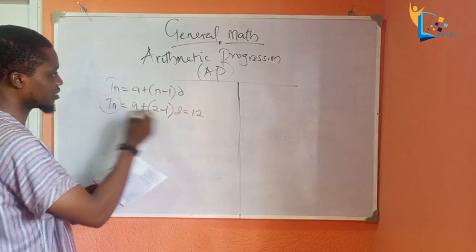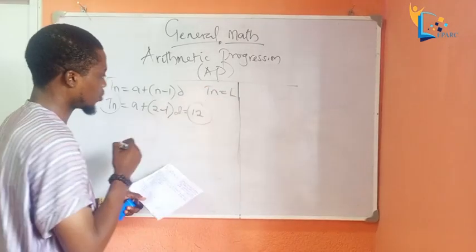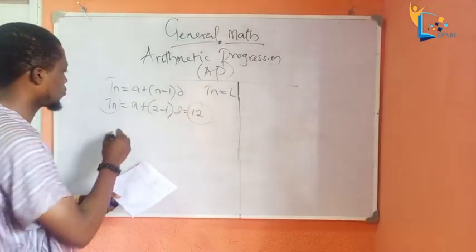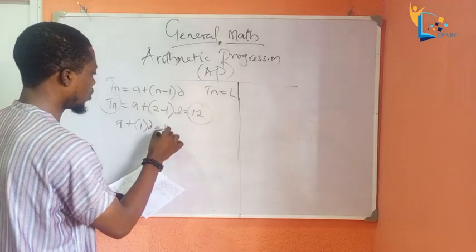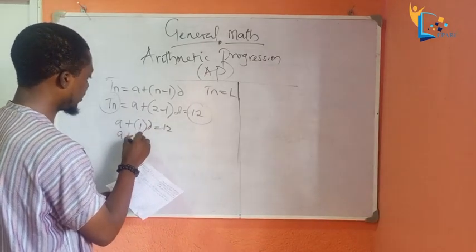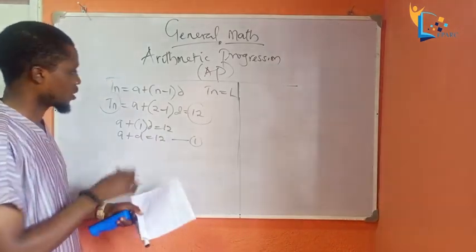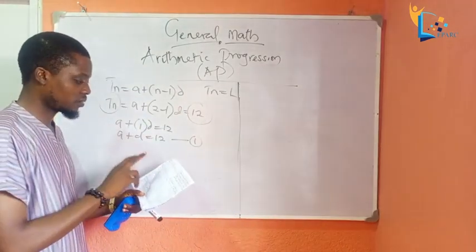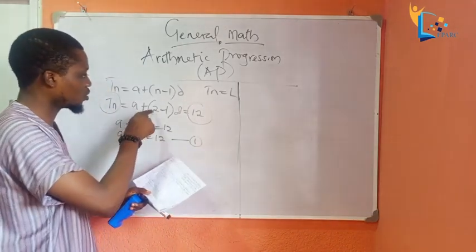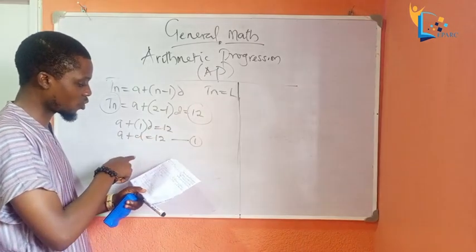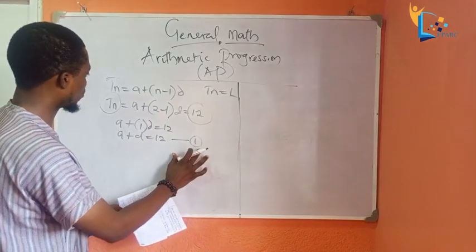Tn is the same thing as last time, so this is substituting for this. So A plus 2 minus 1 will give us 1, D equal to 12. So A plus D equal to 12. Let's call this equation 1. Do you understand what I did there? They said the second and fifth term of an AP are 12 and minus 6 respectively. So the second term is 12, and now let's look at the fifth term, which is minus 6.